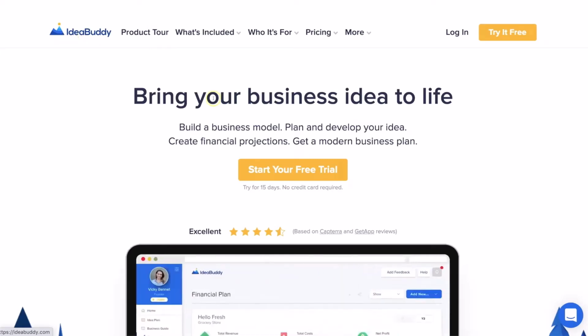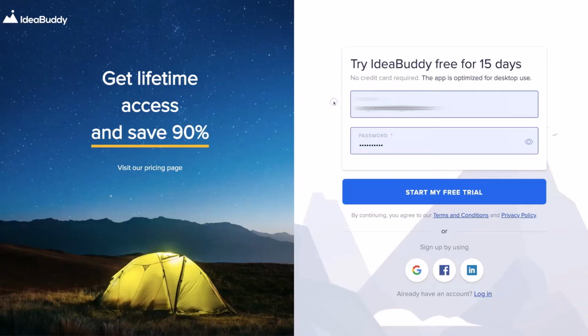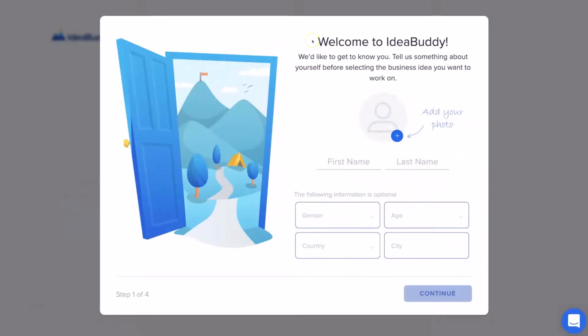Once you're on IdeaBuddy.com, you can take advantage of your free trial. So just click right here on Start Your Free Trial. On this page, you can enter your email, choose a password, and click on Start My Free Trial. If you prefer, you can sign in using your Google, Facebook, or LinkedIn account. Next, a welcome page will pop up, and here you can set up your profile. You can do this by adding a photo, adding your name, filling out these bits of information, and telling us about you. And this will be especially useful when you use our sharing and collaboration features later.